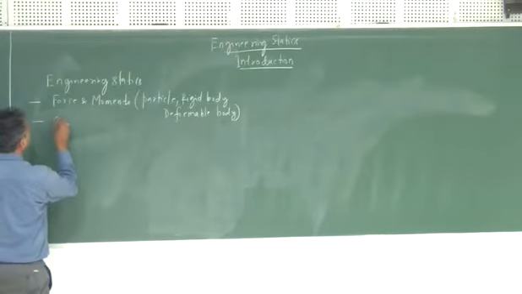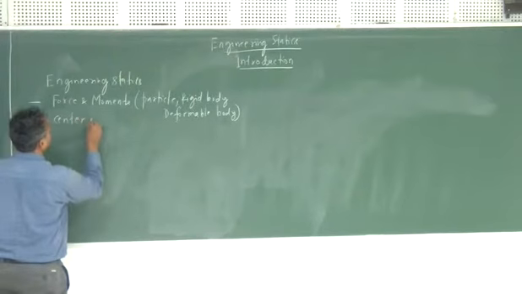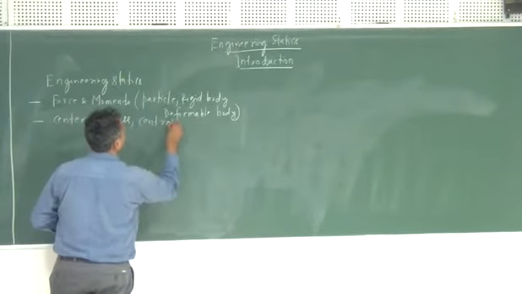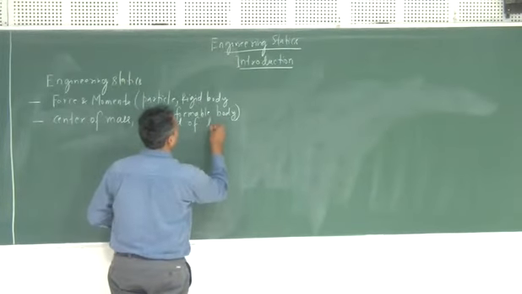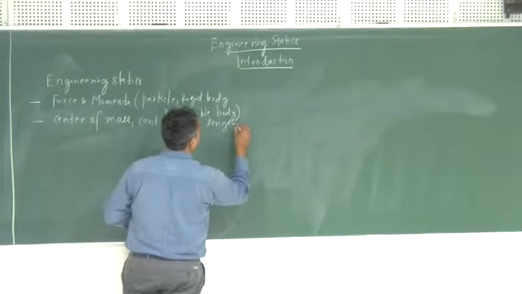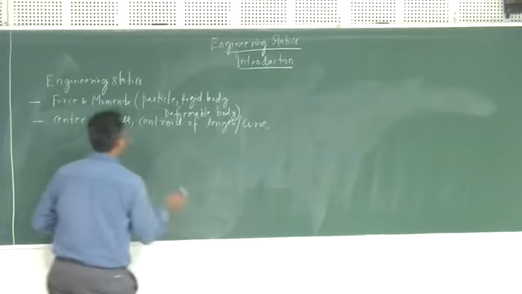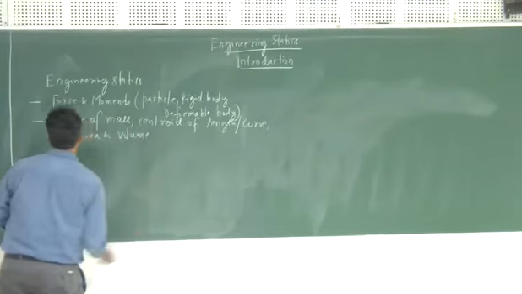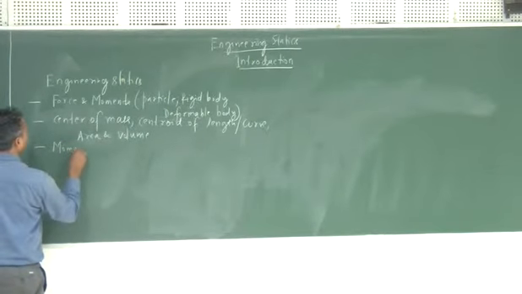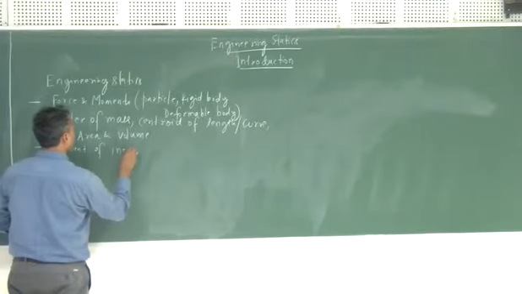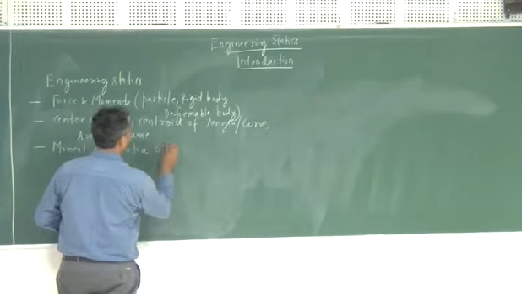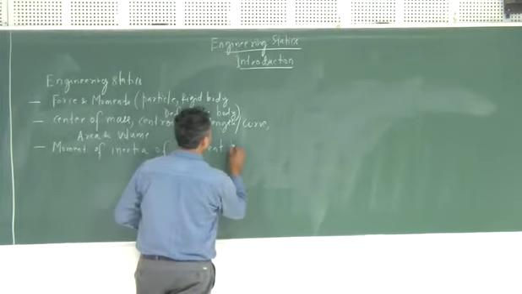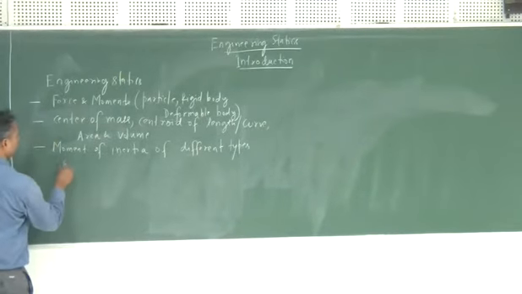Second thing that we will discuss about is center of mass, centroid of length or a curve and volume, and moment of inertia of different types of geometry.